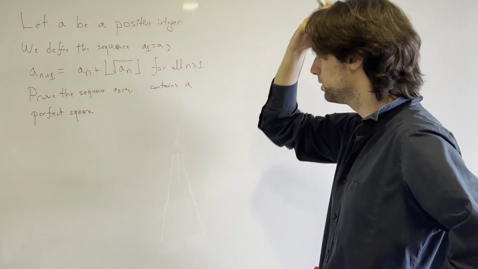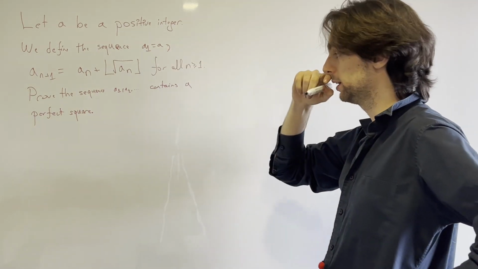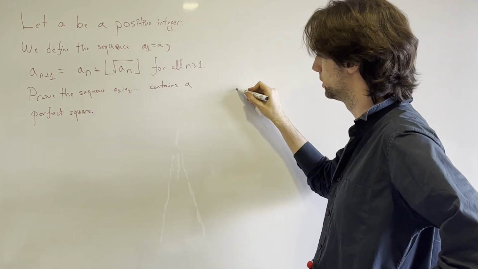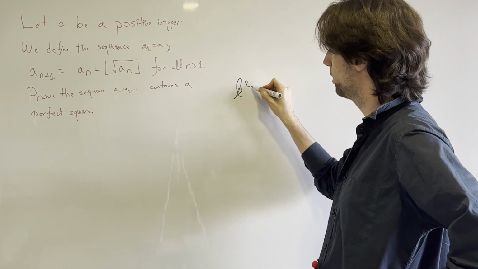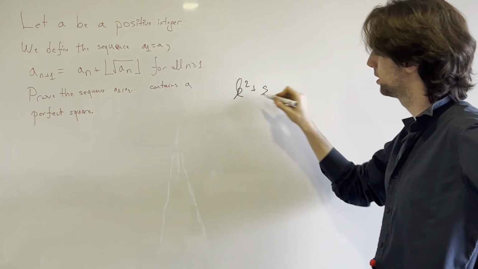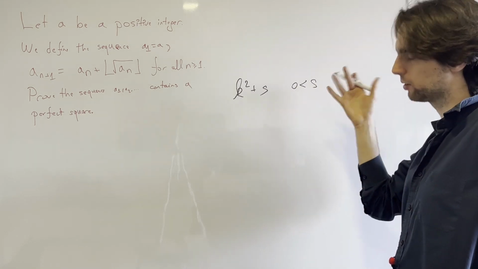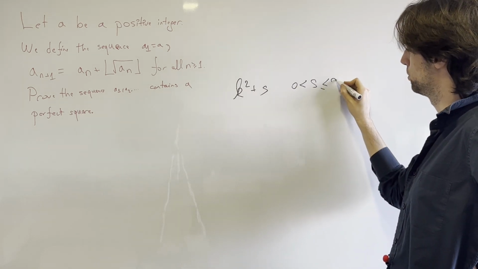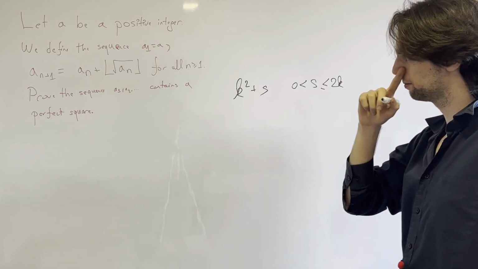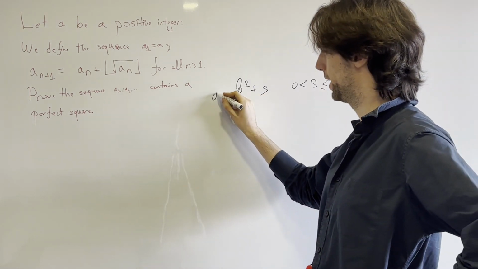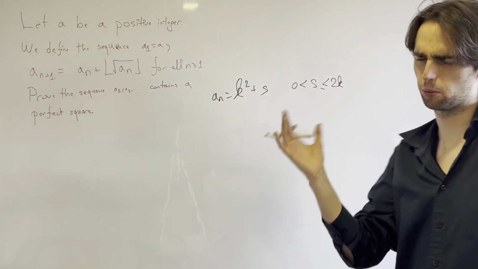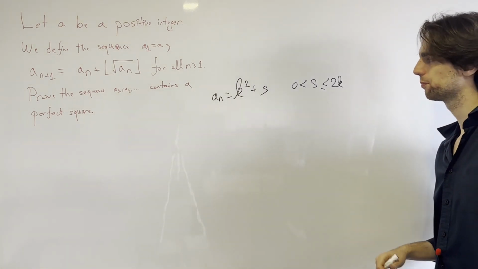Well, let's say a_n isn't a square, right? Let's say this is equal to some k squared plus s, where s is greater than 0 but less than or equal to 2k. Okay? And then what do we have? This is going to be some a_n. Doesn't matter which one, but it's going to be a_n.